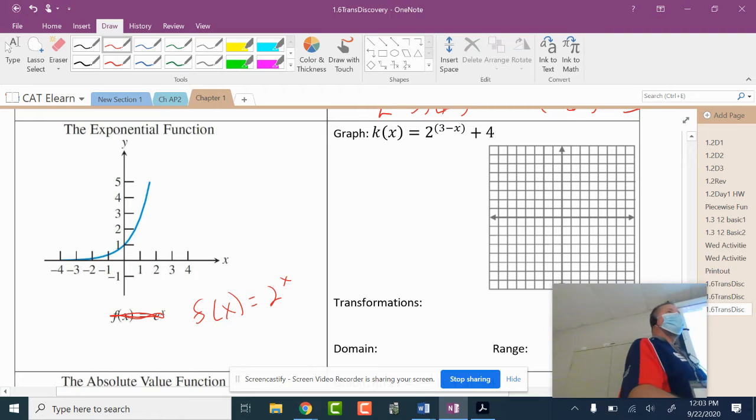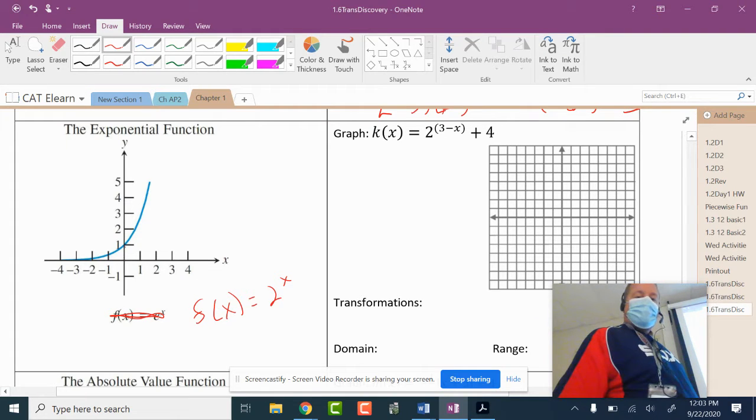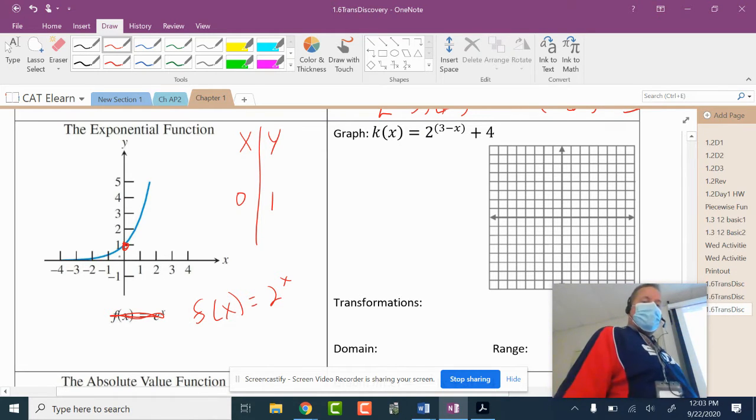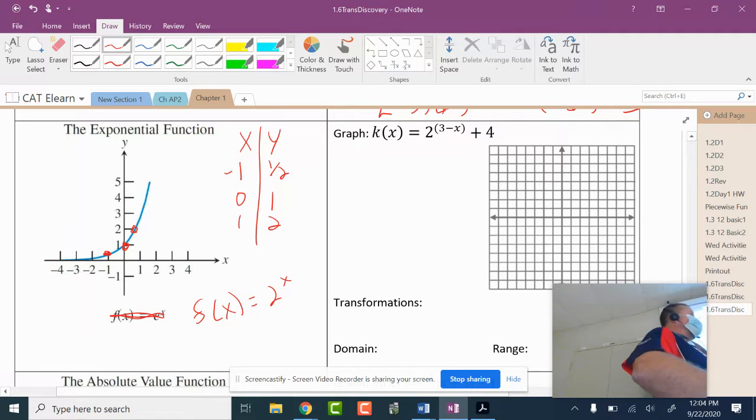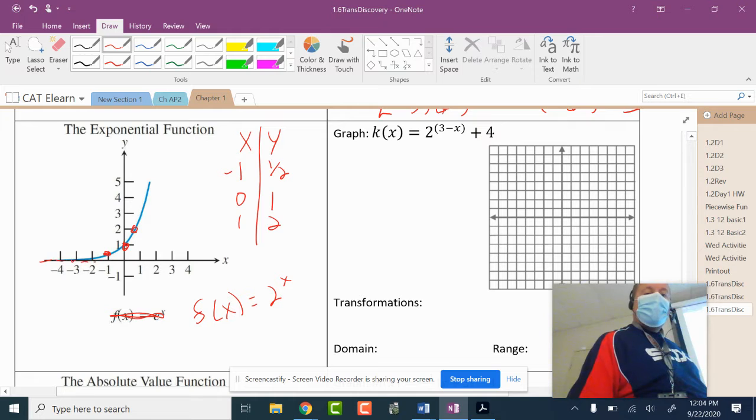Exponentials get real big, but at least if I input 0, 2 to the 0 is 1. Remember, anything to the 0 power is 1. 2 to the first is 2. And then 2 to the negative first, remember the negative exponent rule. It flips. So 2 to the negative first is actually a half. Then 2 to the negative second, 2 to the negative third is 1/8. This is getting annoyingly closer and closer to 0 as I plug in those negatives.